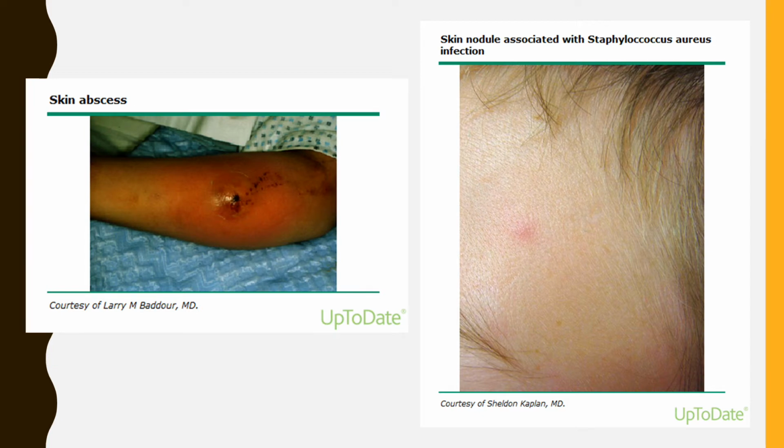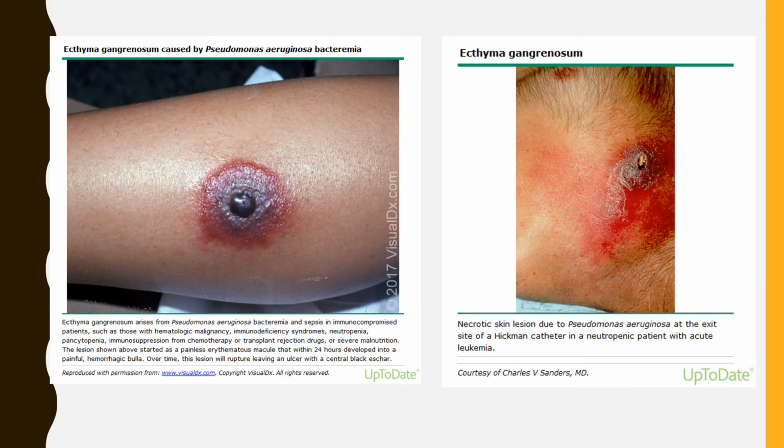Again, looking at the skin is very important. So looking at signs of local infection like skin abscesses, particularly in sites where one has invasive indwelling catheters or invasive lines. And then looking for specific signs of certain sepsis. For example, in staph sepsis, one might get these skin nodules, which are associated with disseminated Staphylococcus aureus infection, or particular signs, for example, ecthyma gangrenosum, which is caused by Pseudomonas infection.